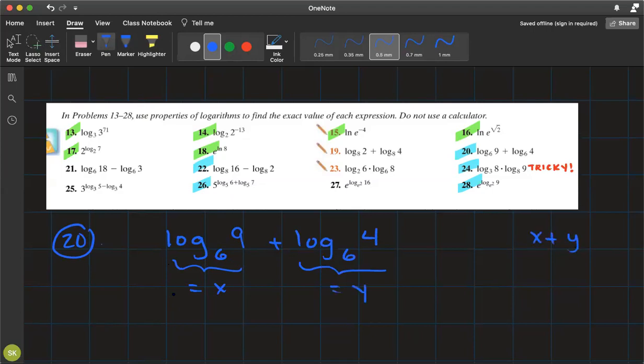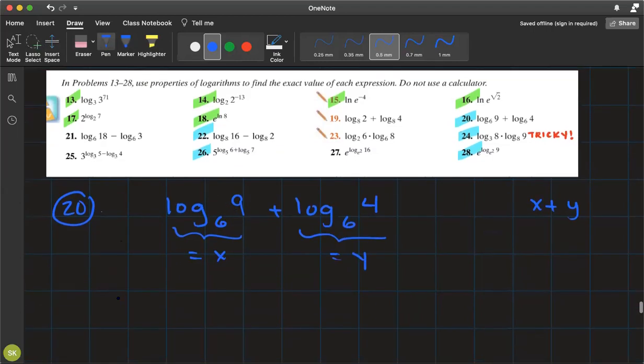And remember, x is the power on 6 that gives us 9. So in other words, 6 to the x is equal to 9, and 6 to the y is equal to 4. So if I was able to find these two numbers, what I have to raise 6 to get 9, and what I have to raise 6 to get 4, if I just add them, it will give me the solution to this problem.